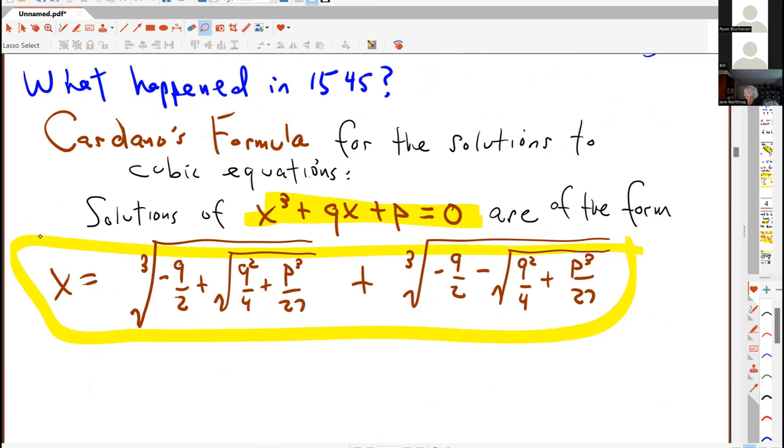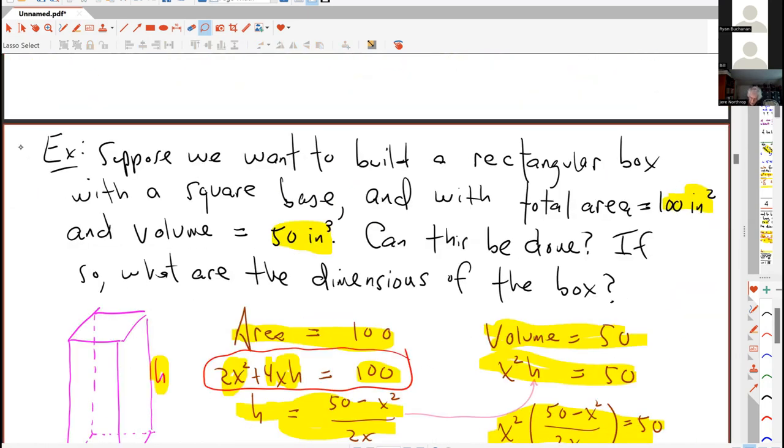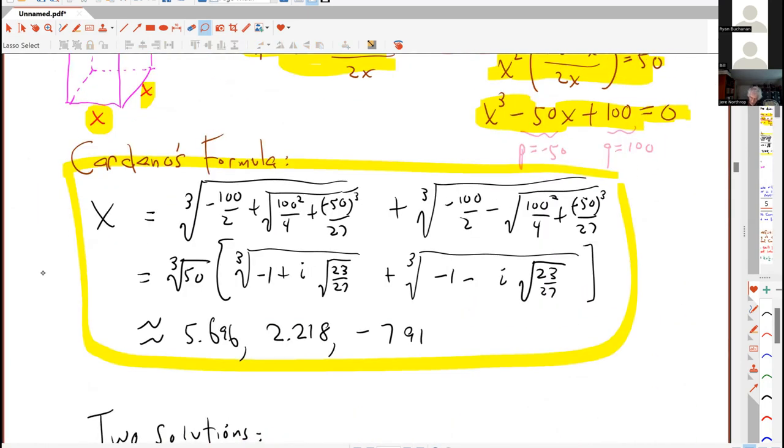And of course, we're going to plug into this crazy formula, Cardano's formula. And when we do that, you'll have to take my word for it that these are the computations. And look what happens. Something really interesting happens that doesn't happen with the quadratic formula. You work out these roots.